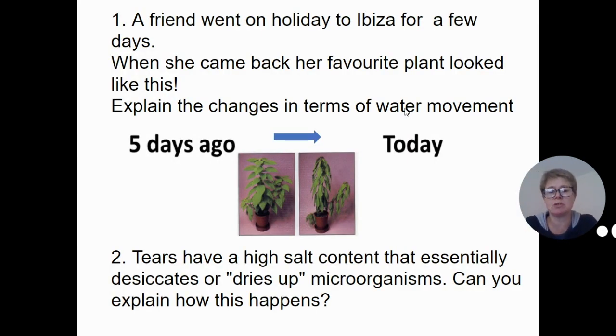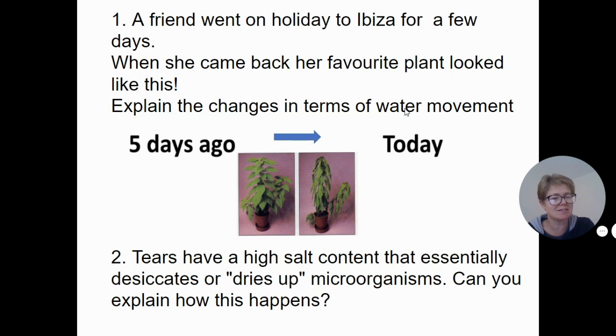So here's an example for you to think about. And this is the last thing you're going to do in this lesson. I want you to think about why somebody might go on holiday and when they come back, their plant that looks really healthy now looks really wilted and unwell. And the next thing I want you to think about is your tears. Tears have a high salt content, and that basically causes bugs and bacteria that might get into your eyes to dry up. So think about why that might happen.